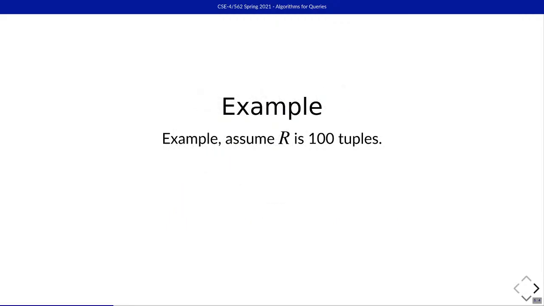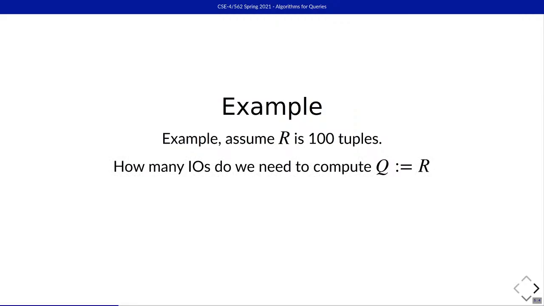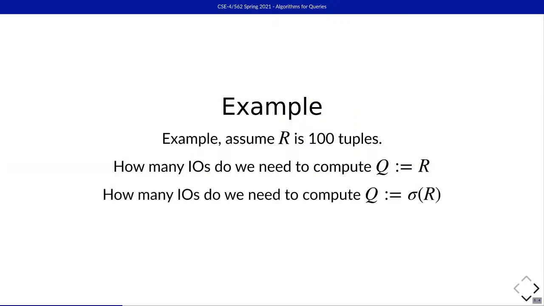A quick example might help to illustrate this. If we have 100 tuples in R, then we're going to need 100 tuples worth of I/O to compute a query that is just a table scan, select star from R. On the other hand, if we have a selection on top of that, it's still going to take 100 tuples of I/O, because we have to read in all of the tuples in R, and the selection itself is not going to add anything new. So R is 100 tuples of I/O, but select of R is also 100 tuples. The select itself is not adding anything new.